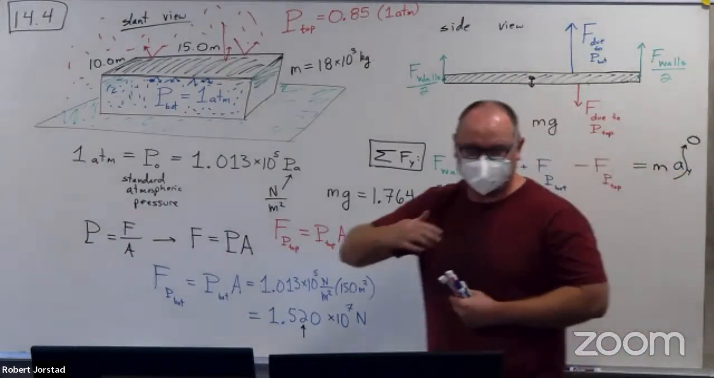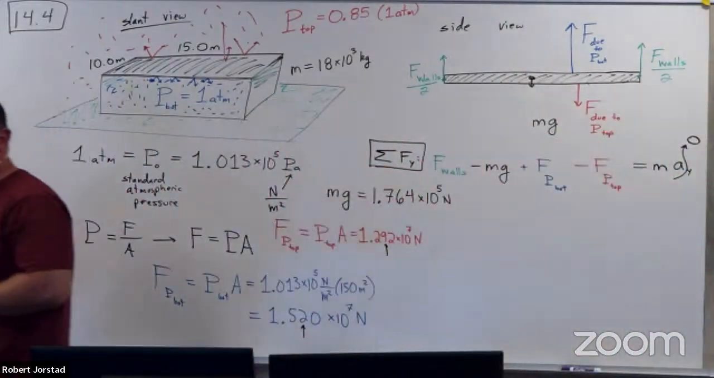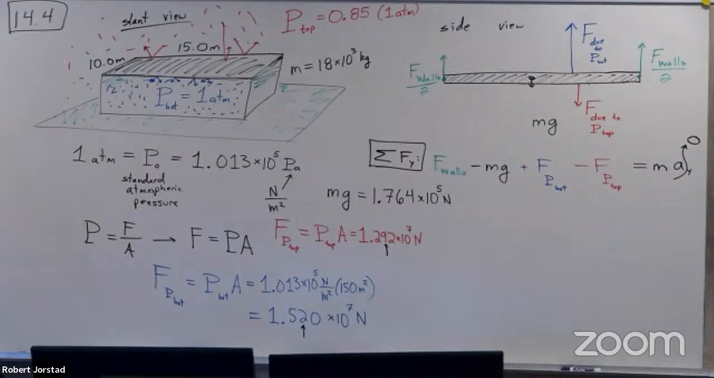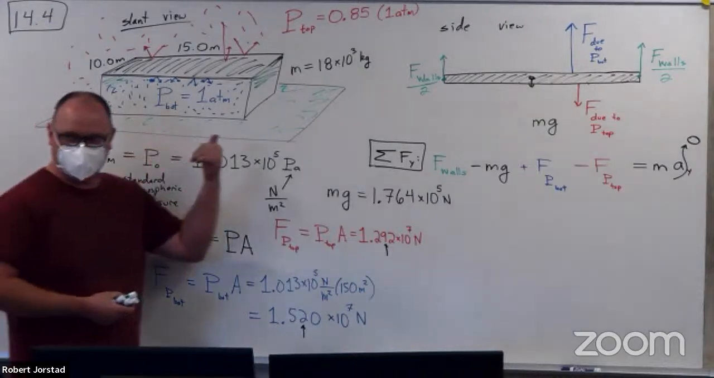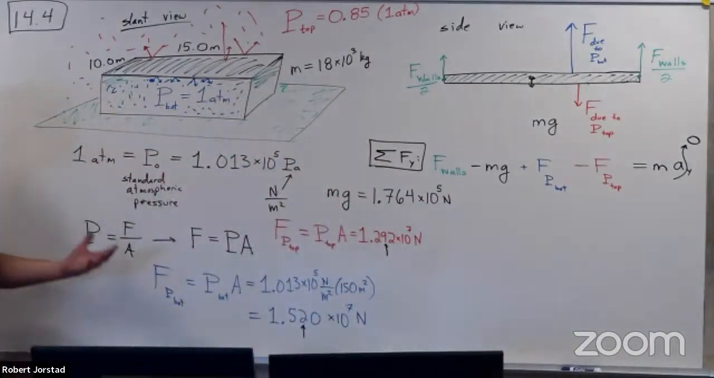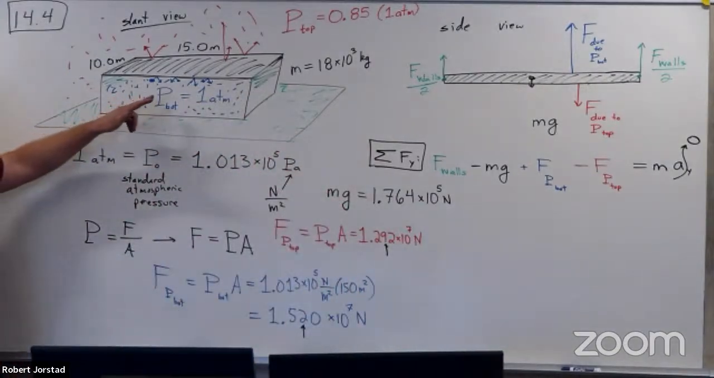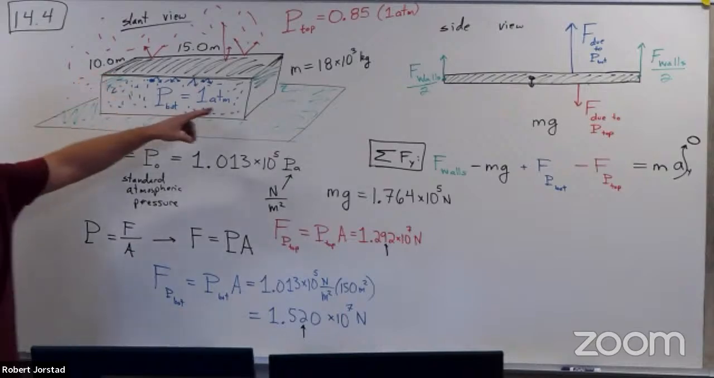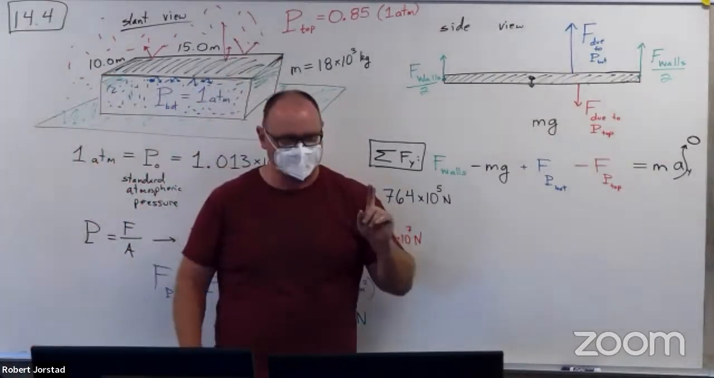This is why your roof goes blowing off. But there's an easy way to fix this. If you don't want your roof to go flying off in a tornado, what's something you could do? Open the windows and the pressure will equilibrate. And then you don't have these big pressure differences.